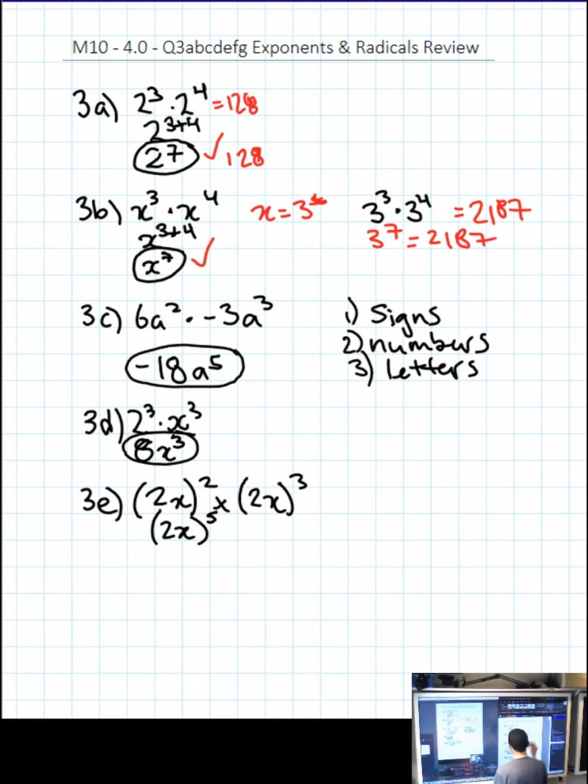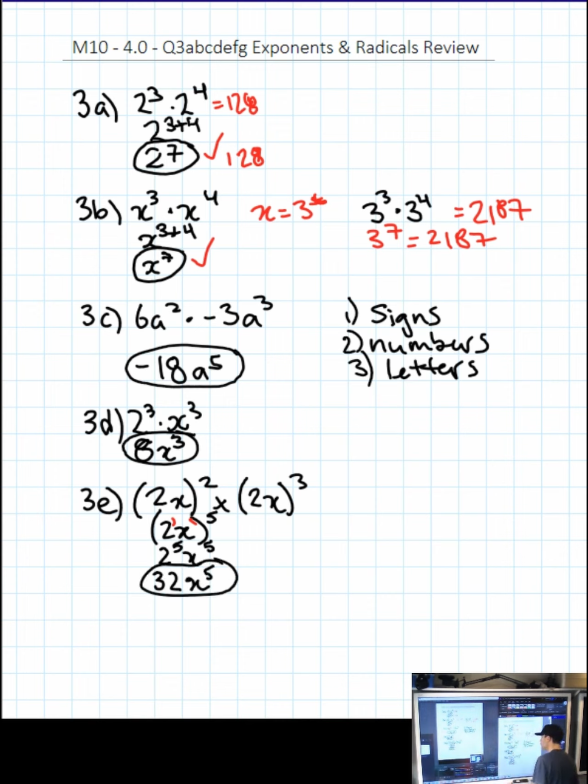Now, on the inside, I'm going to give both exponents a 1. Then I'm simply going to multiply my exponents. 1 times 5 is 5, so we have 2 to the 5. And again, 1 times 5 is 5, so we have x to the 5. 2 to the 5 on the calculator is 32. So it's 32x to the 5. Circle our answer.